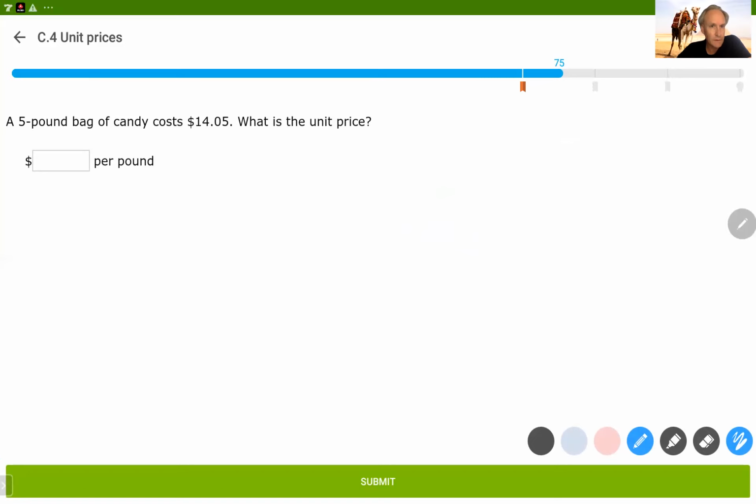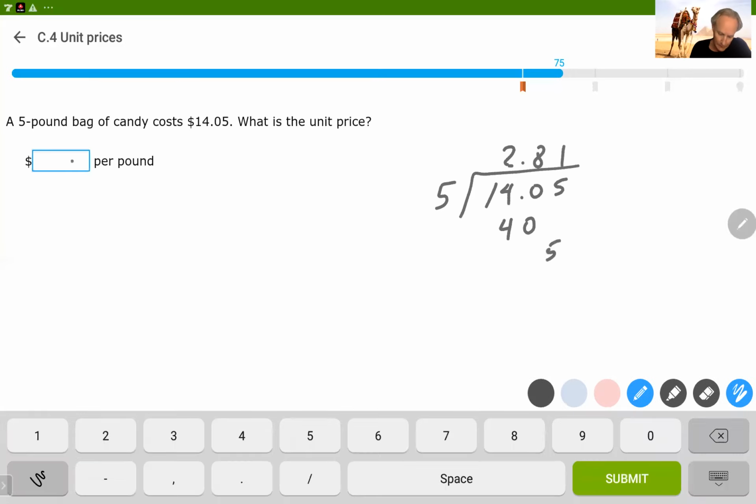5 pounds, 14.05. We're dividing 5 into 14.05. Again, I'm going to do the Mexican method. Decimal goes straight up. 5 goes into 14 2 times. 2 times 5 is 10. Subtract and you get a 4. And bring down your 0 and we have an 8. And nothing left. We just have the 5 left, which is 1. 81.